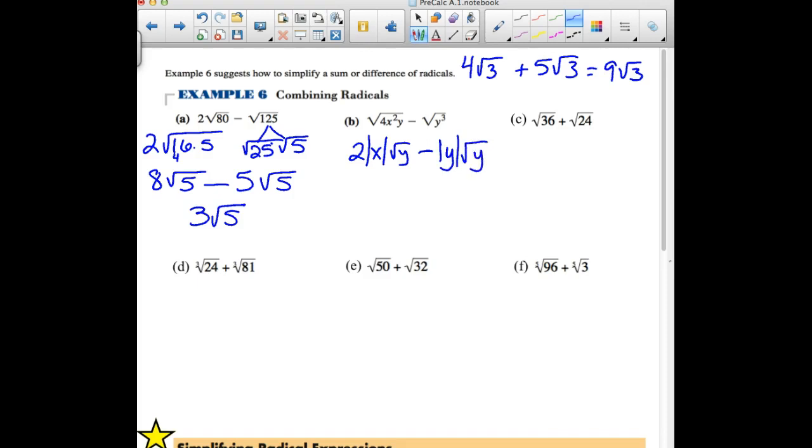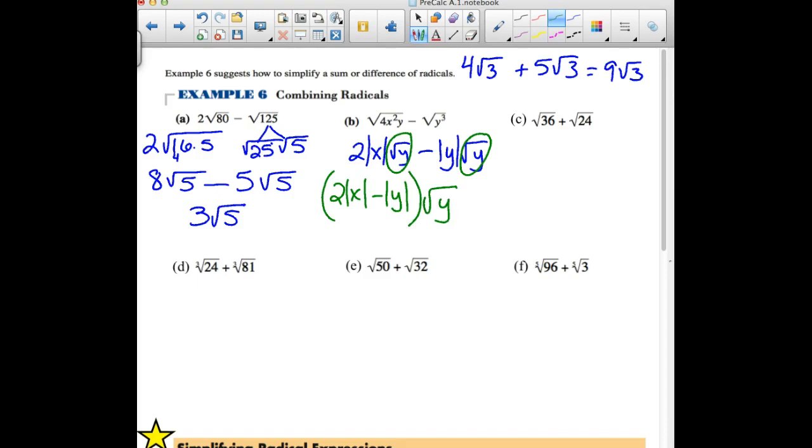All right, and now we could simplify that a little bit since they both have a square root of y in them. This piece here is what's matching. The other pieces you can think of as the coefficients, all right, which means we have 2 absolute value of x minus the absolute value of y, all being multiplied to a square root of y.